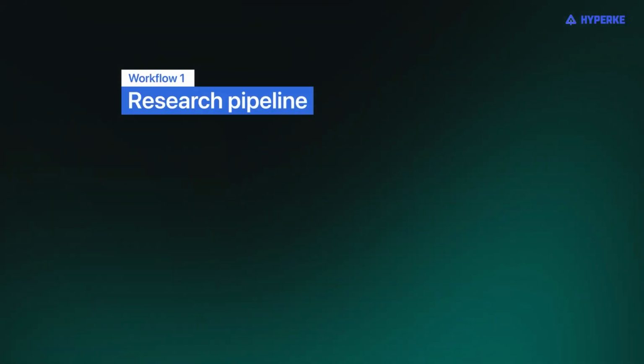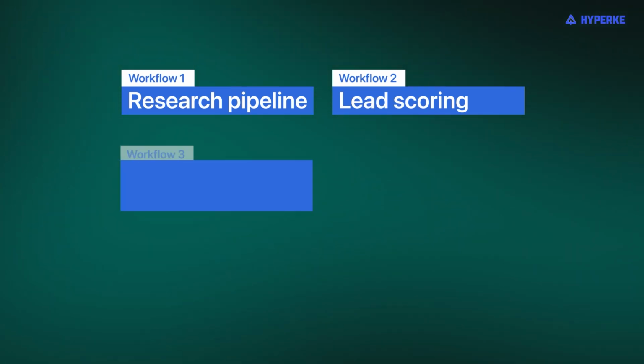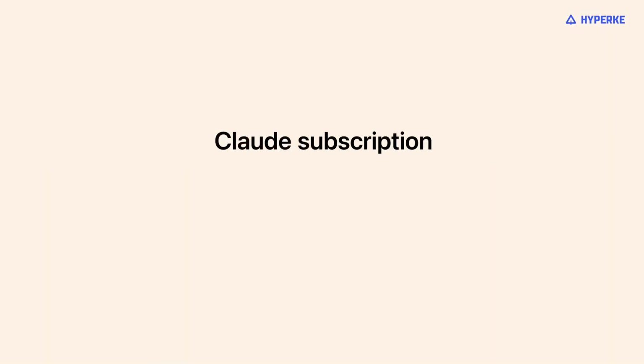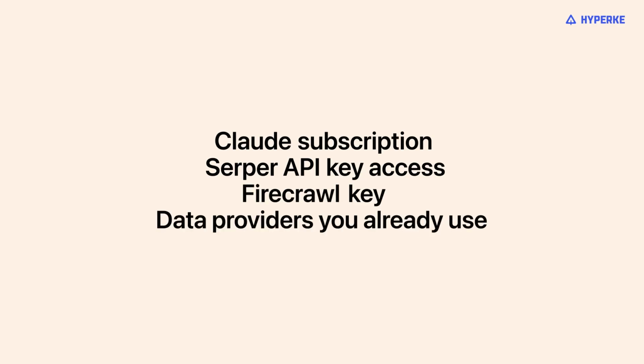So there you have it. All 5 workflows: research and enrichment pipeline, lead scoring with conversational criteria, discovering new angles, analyzing replies, and custom lead magnets at scale. All 5 of these workflows are immediately actionable. You have no excuses. You just need a Claude subscription, a Serper API key, a Firecrawl key, and whatever data providers you're already using.